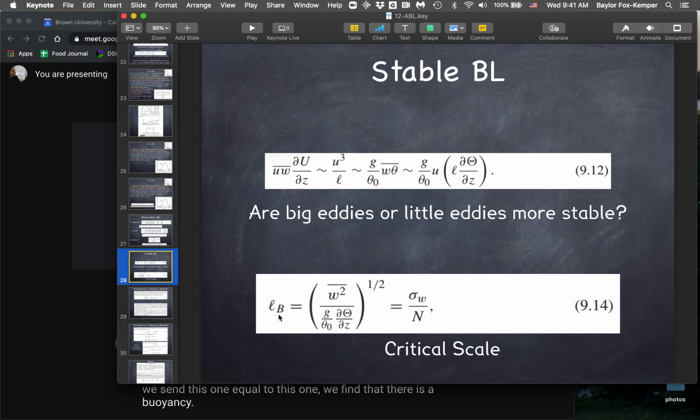depth or a buoyancy height in a stable boundary layer, sometimes called the critical scale. And this is the RMS of the vertical velocity. So the vertical velocity squared, square root, the RMS vertical velocity divided by the Brunt-Väisälä frequency. So if the vertical velocity is very big, very turbulent, then this scale would be big. If it was not very turbulent, this scale would be small.